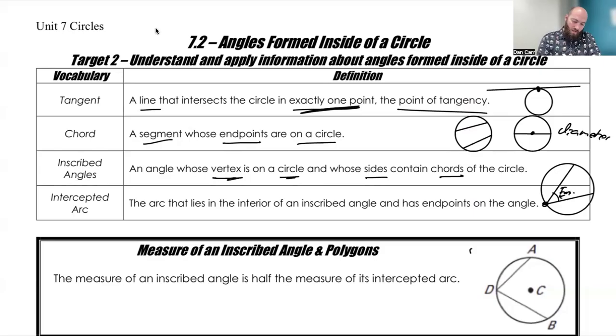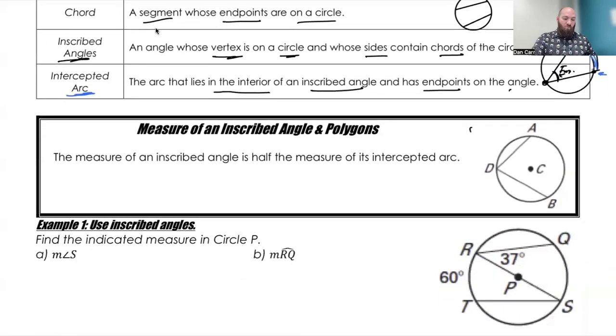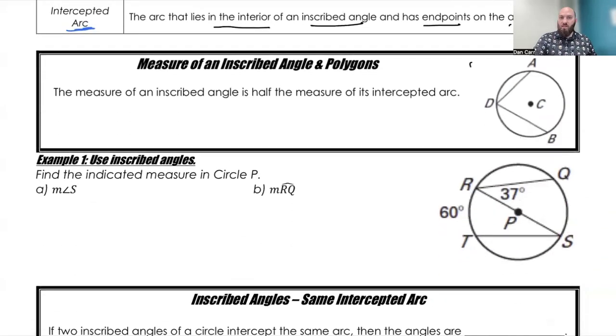Okay, write that one. The intercepted arc is the arc that lies in the interior of an inscribed angle and has endpoints on the angle. So the arc we're referring to is this one right here, like that. In fact, let me color code it a little bit. And that one right there, my intercepted arc is in blue. It's talking about this because it shares the same endpoints as my inscribed angle, whereas my inscribed angle is just this angle right here. Okay, so we have a variety of properties and relationships based on that.